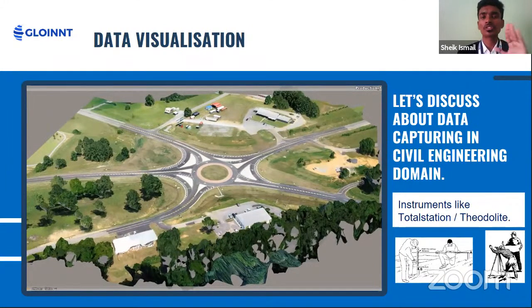So how many earth features are there? One, two, three, four, five. Actually, here we have five major roads, approximately 20 plus trees, and the area covers nearly 50 plus acres. And you have 10 plus buildings. A lot of geographical earth features are there. So now, let us discuss data capturing in civil engineering.